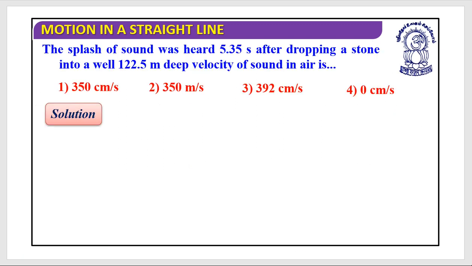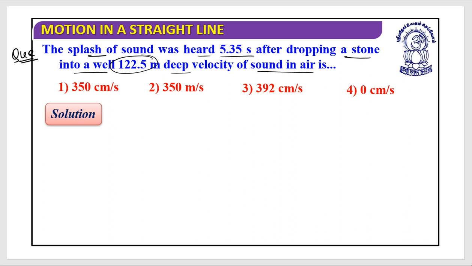Let's look at the next question, what the data is telling us. What this says is that the splash of the sound was heard 5.35 seconds after dropping a stone into a well which is 122.5 meter deep. Velocity of sound in air is. Can you understand the question, what they say and what they require?